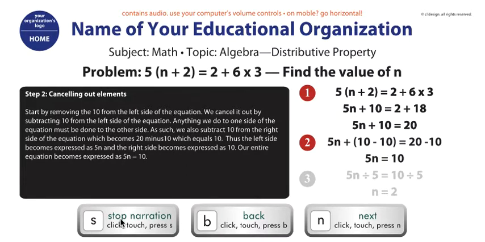Step 2. Canceling out elements. Start by removing the 10 from the left side of the equation. We cancel it out by subtracting 10 from the left side of the equation. Anything we do to one side of the equation must be done to the other side. As such, we also subtract 10 from the right side of the equation, which becomes 20 minus 10, which equals 10. Thus, the left side becomes expressed as 5n, and the right side becomes expressed as 10. Our entire equation becomes expressed as 5n = 10.